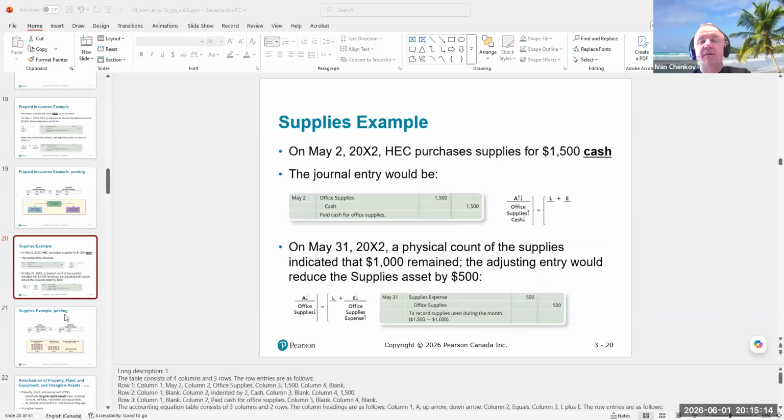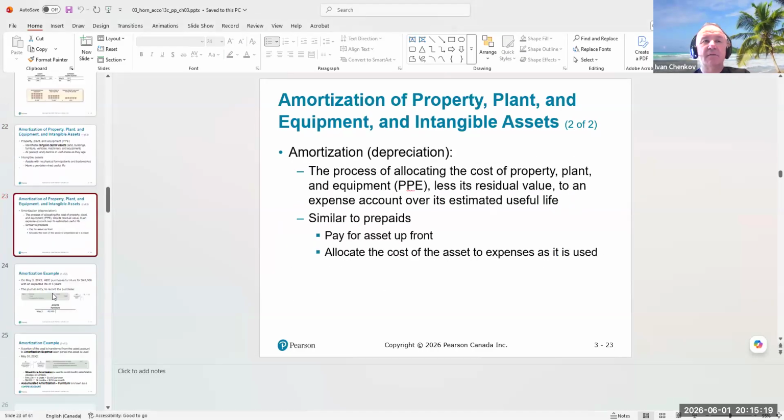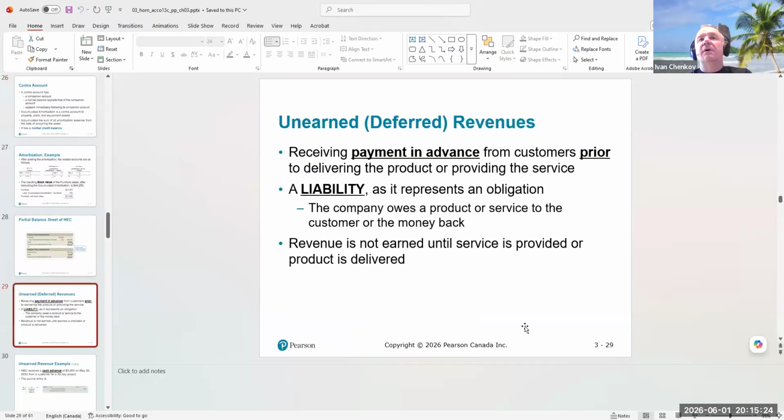So let's go with another one. We covered the prepaid expenses. Now let's go to amortization. I'm going to leave it for the end, not now. Let's go with the unearned revenue now. What's going to happen with this unearned revenue? First, we're going to get the cash and we're going to show it as a liability. And later on, we're going to move the liability into revenue. Let's see how this is going to happen.